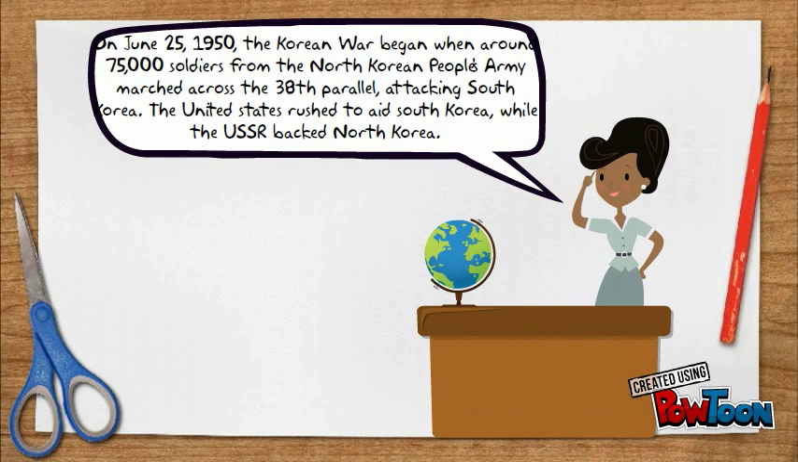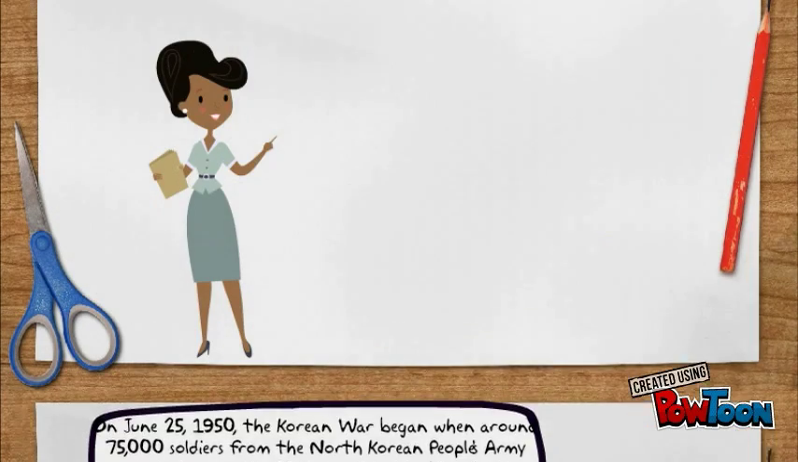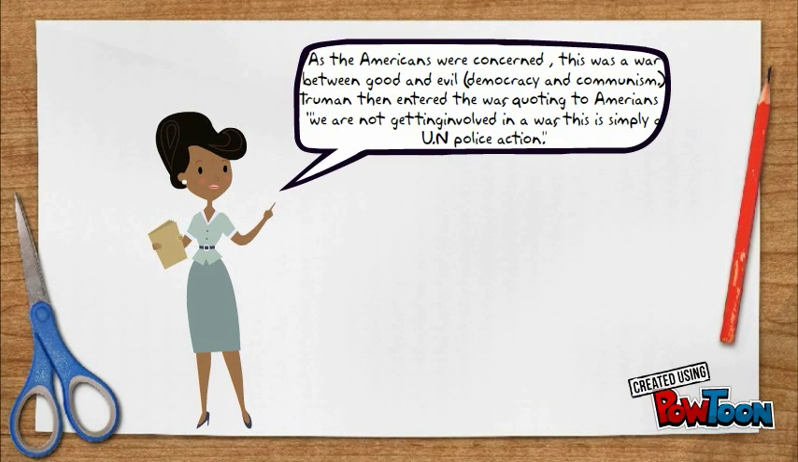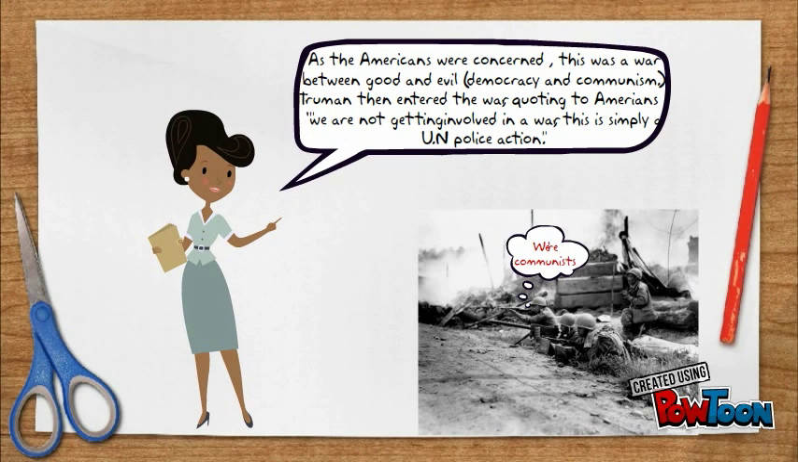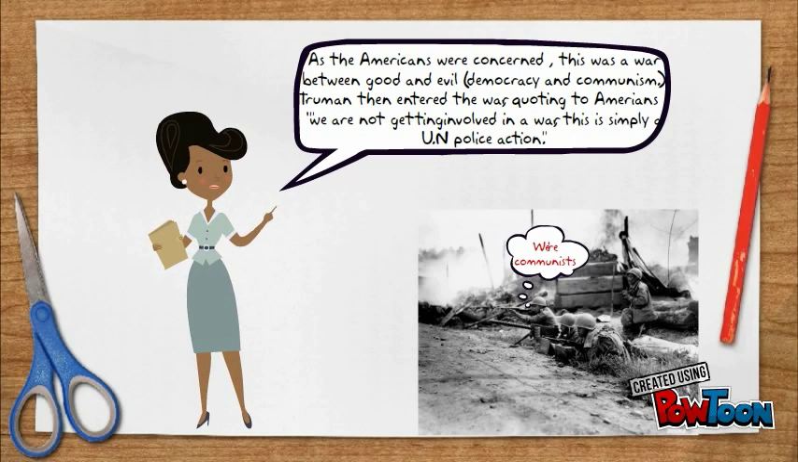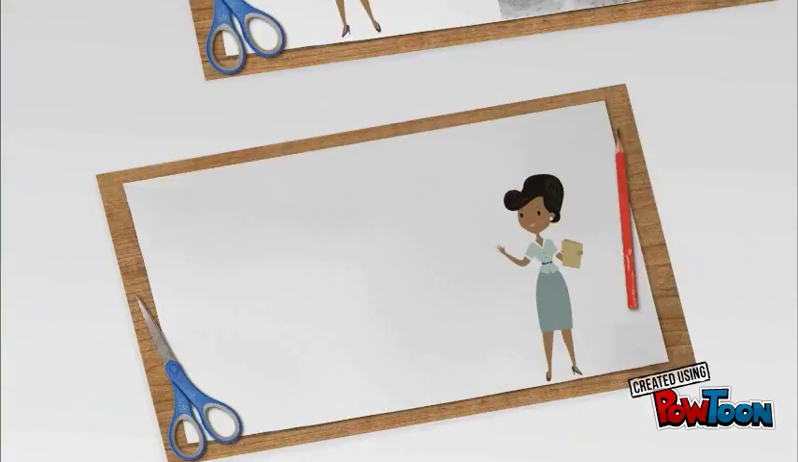On June 25, 1950, the Korean War began when around 75,000 soldiers from the North Korean People's Army marched across the 38th parallel, attacking South Korea. The United States rushed to aid South Korea, while the Soviet Union backed North Korea. As the Americans were concerned, this was between good and evil, democracy and communism. Truman then entered the war, telling Americans, "We are not getting involved in a war. This is simply the United Nations police action."